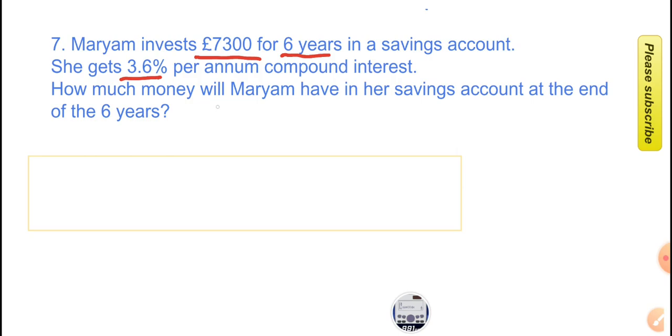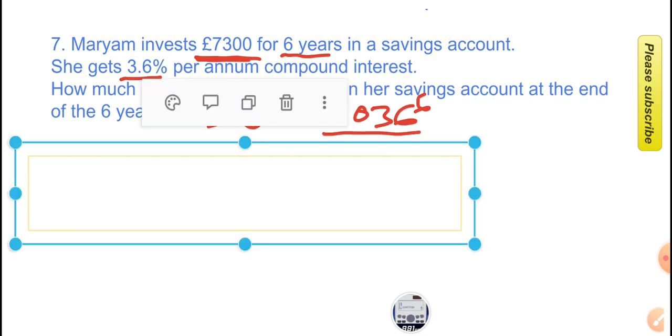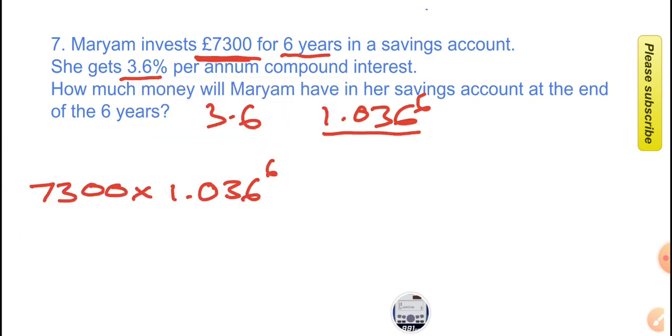So first of all, what's a 3.6% increase as a decimal multiplier? Well, that would be 1.036. So we multiply 7,300 by 1.036, and then because we're doing it for 6 years, we have to do it to the power of 6. So how would we write that down? Write it like this. 7,300 is how much we started off with, and then we times it by 1.036, that's the decimal multiplier, and that's to the power of 6.